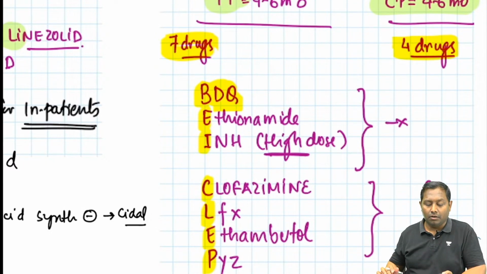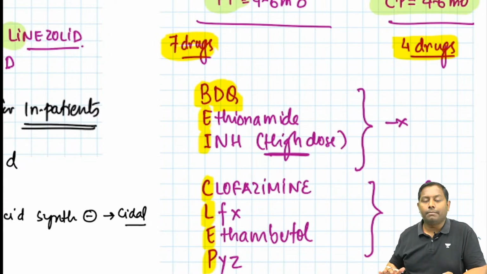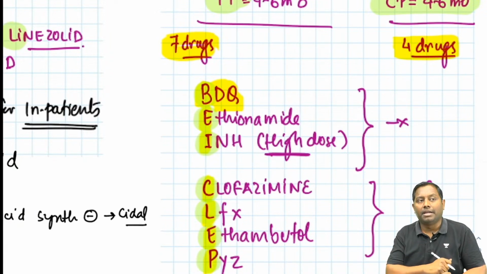Now what are those 7 drugs? That is important for you to remember. All of them are given on a daily basis. These 7 drugs are bedaquiline, ethionamide, isoniazid (high dose), clofazimine, levofloxacin, ethambutol and pyrazinamide, right?